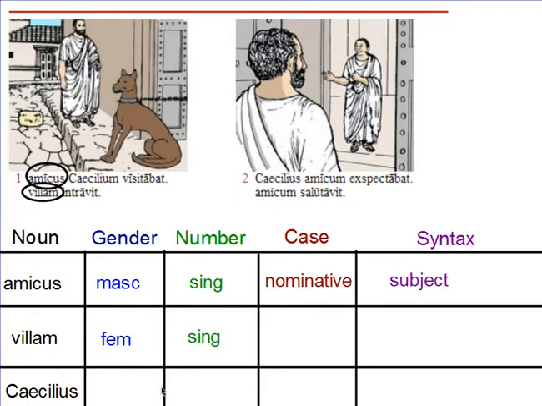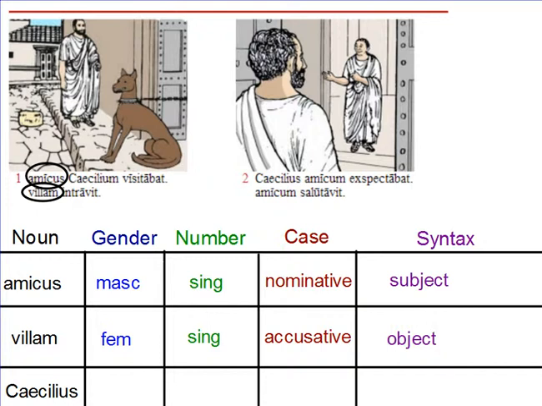Villam is singular. And noticing again the am, the accusative ending, villam is feminine, singular, accusative. The accusative in a sentence shows us the object. He entered what? The house. So my syntax is object.